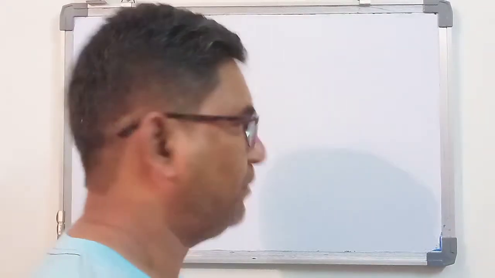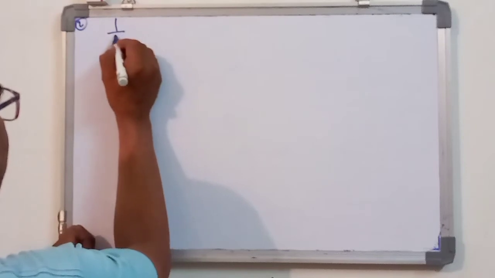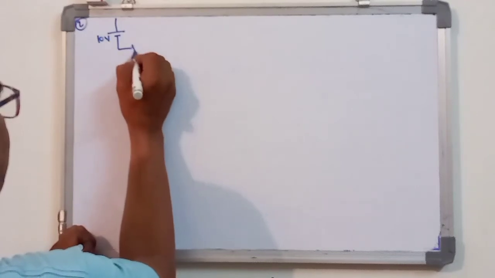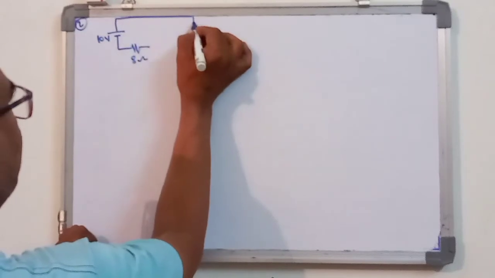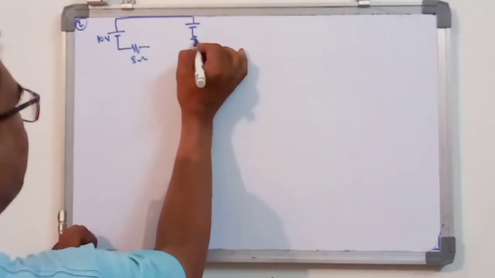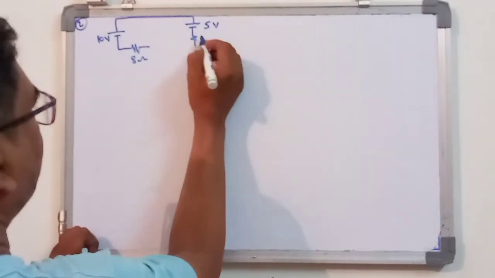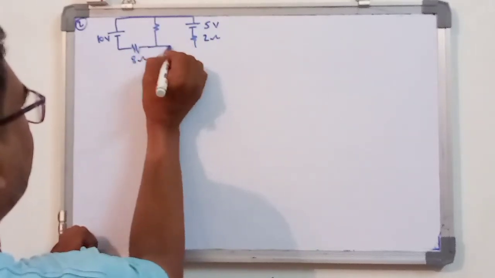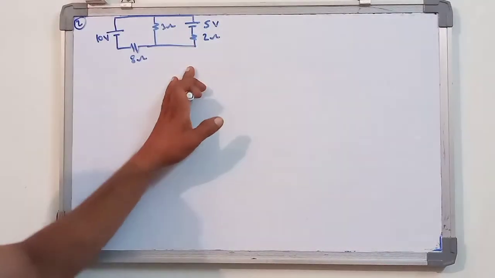The second problem we have to solve. Consider the second problem like this, with different values. Here there is one voltage source of 10 volts, one resistor of 8 ohms. Here the next voltage source of 5 volts and 2 ohms. In between there is a resistor of 3 ohms. This is the problem.